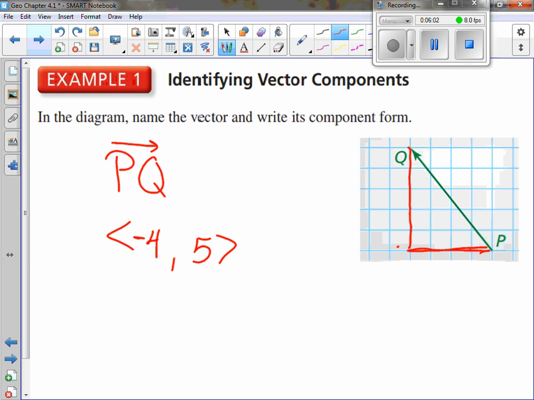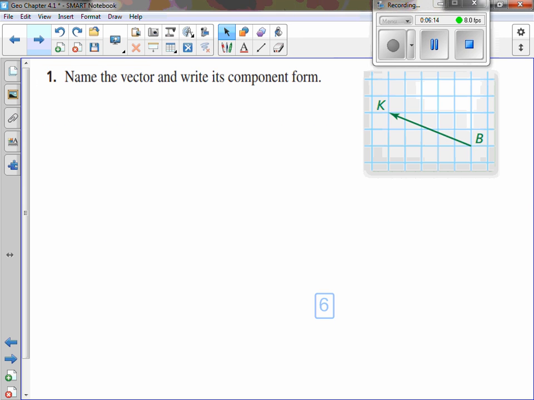Any questions on any of this here? Are we good with this here so far? Are we ready for the next one? Yes? Okay, let's look at the next one.